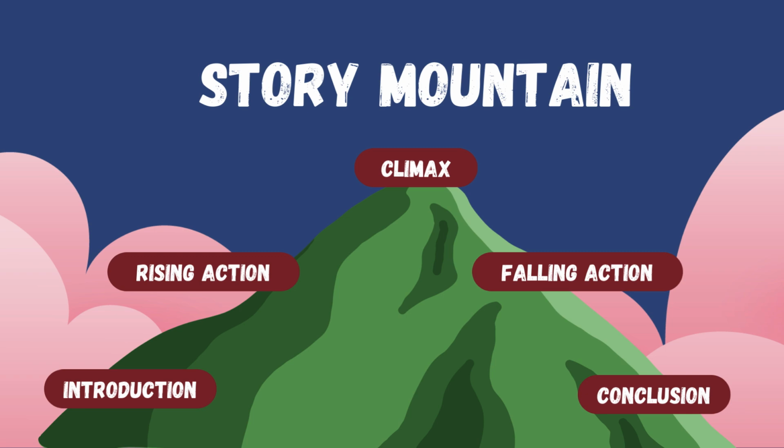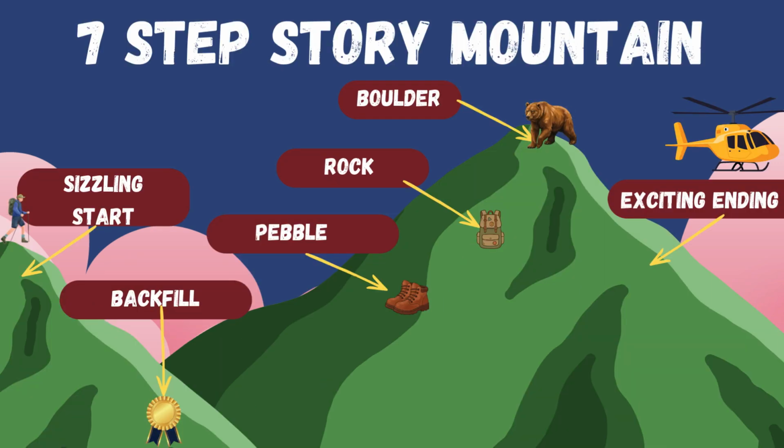So, in my slides, I'm going to break this down using the story mountain structure. But I don't want to use this version here. What I want to do is use the upgraded version, which you might be a little bit more familiar with as the 7 steps to narrative writing. The only difference here is I've added a couple of images and you can clearly see that it consists of those two mountains. So firstly, we have our sizzling start, our backfill. We then get into our problems with our pebble, our rock, and our boulder, and we conclude with our exciting ending. If you remember nothing else from this podcast, remember this: a story is a series of problems that gets worse until the character is able to overcome them.